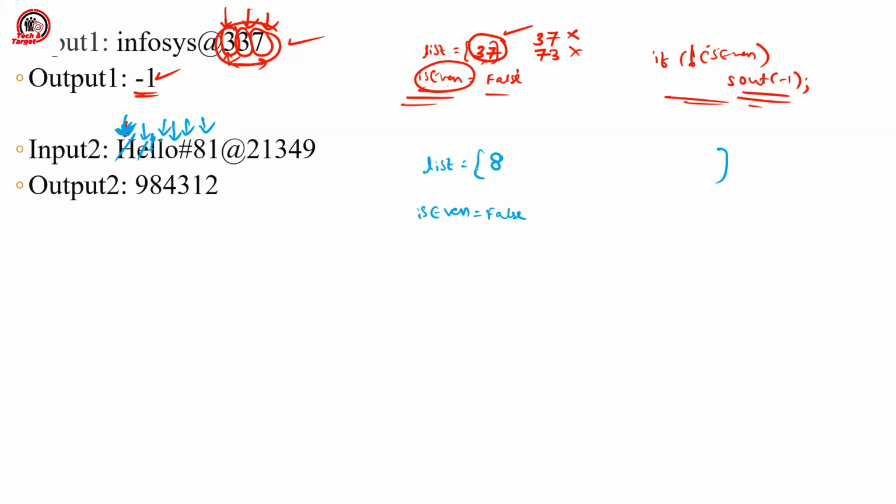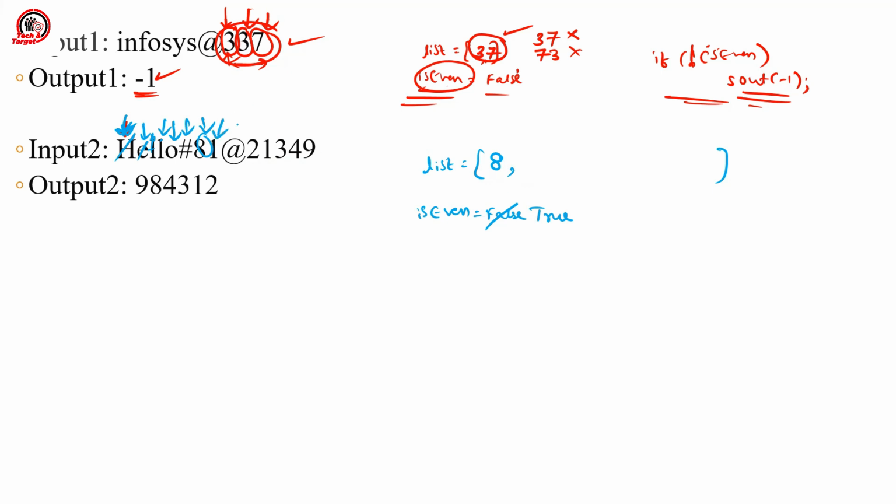Now, after adding that element to your list, you have to check whether that digit is even or not. If it is an even number, then you will update is even to true, because you have got one even number. Since 8 is an even number, you will update is even as true. So you have got at least one even number in your string. Whenever you come across any even number, you will update your is even as true, right?